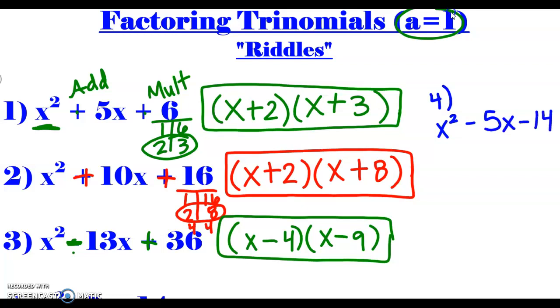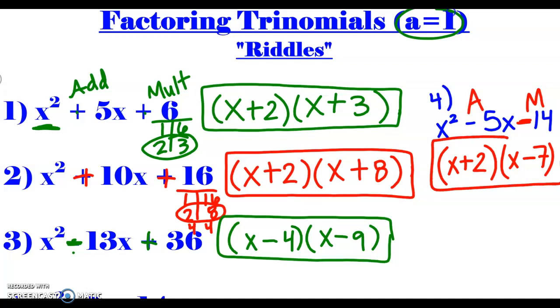Number 4 says x squared minus 5x minus 14. So we're getting two binomials, x and x. If it multiplies to give you a negative, you know one number has to be negative, one number has to be positive. So this would be 7 and 2. I have to make sure I get them in the right spot. So this would actually be negative 7 and positive 2. Because 2 times negative 7 multiplies to give me negative 14. 2 plus negative 7 adds together to give me negative 5.